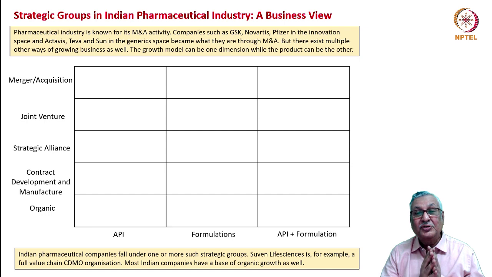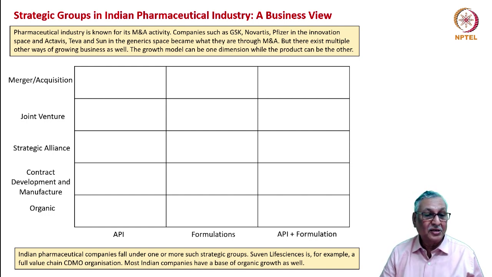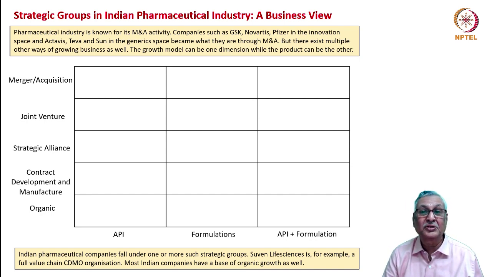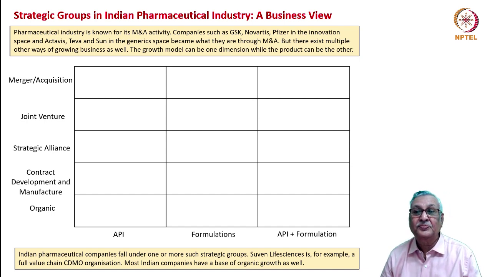We can also look at the pharmaceutical industry, the strategic grouping and the structural analysis from a business view. Again, the product dimension remains API formulations and integration of API and formulations. You can be in a group of firms which is growing always organically, or a group of firms which does only contract development and manufacture. Something which does in terms of strategic alliance, be it development, manufacture or marketing, a joint venture approach or a merger and acquisition approach. The growth model can be one dimension therefore, and the product can be the other.